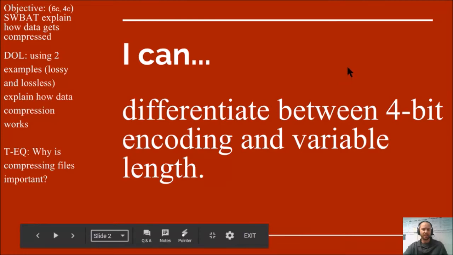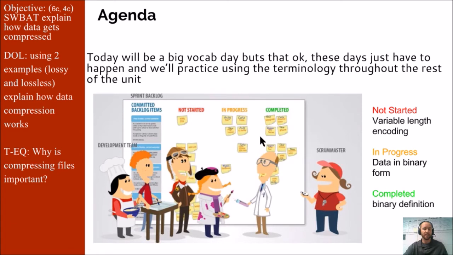The objective today is to differentiate between 4-bit encoding and variable length encoding. Sounds really fancy, but I'll try to make it as simple as possible for you. Today will be a big vocab day, but that's okay. These days just have to happen, and we'll practice using the terminology throughout the rest of the unit.